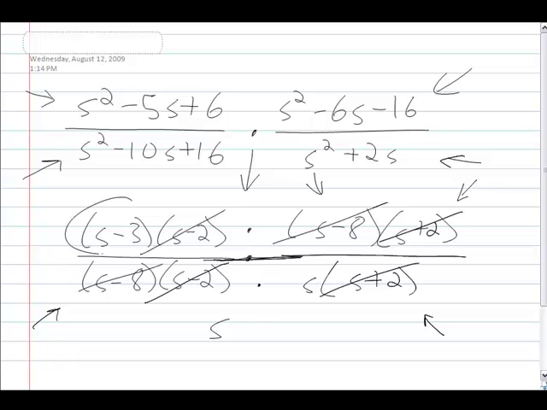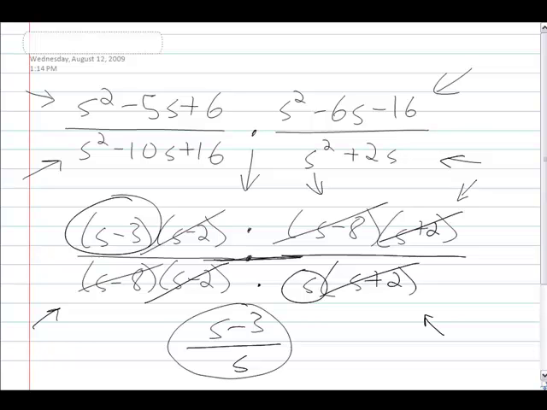What are we left with? This s minus 3, and on the bottom an s. And that's as far as we can take it. An s minus 3 and an s share no common factor. So this would be our final answer.